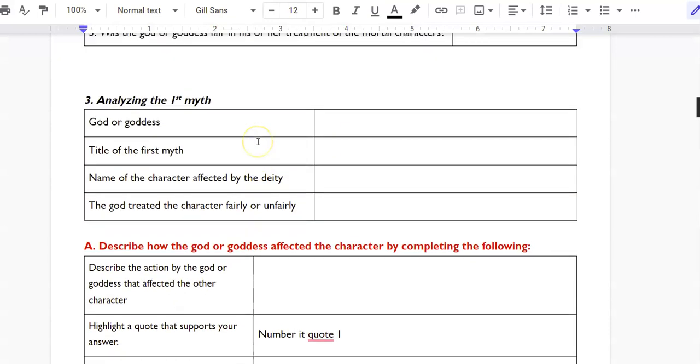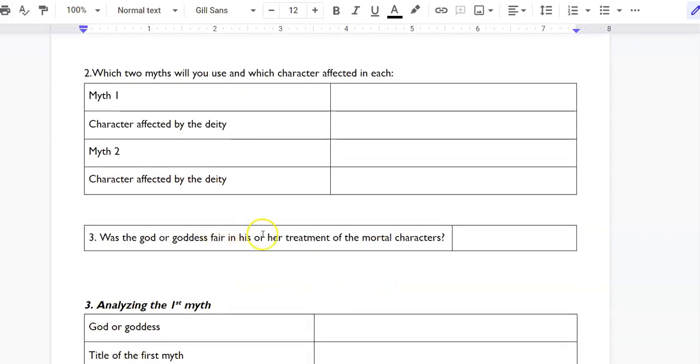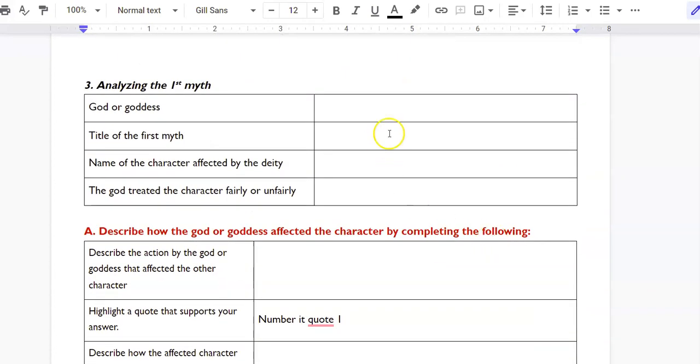And then the third one is similar, but instead of looking at what we learn really about the gods or goddesses or ancient Greek life, it is analyzing whether or not the god or goddess is fair to the characters. So you pretty much start the same way. You pick a god or goddess that's in at least 2 myths, and then pick a myth that they're in and the character affected, and the second myth and the character affected, and then you're going to decide, was the god or goddess fair in their treatment of the mortal characters? And so, again, you start off with the name of the god, the title of the myth, the character affected in that myth, and whether or not that was fair.